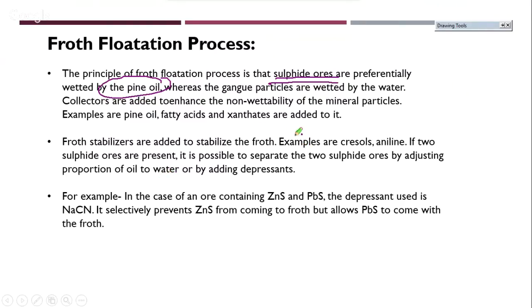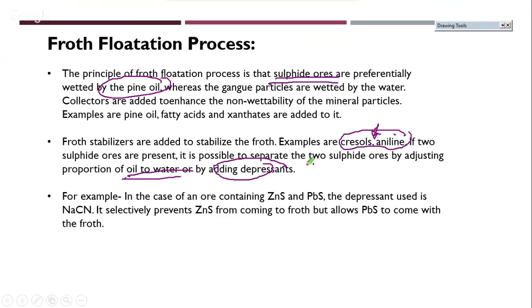Now there are some froth stabilizers you also use. Basically, cresols and aniline are froth stabilizers. If two sulfide ores are present, it's possible to separate those sulfide ores by using these stabilizers, by adjusting the proportion of oil and water, and by adding some depressants. So these are the additional compounds that you can use to selectively separate between two sulfide ores.